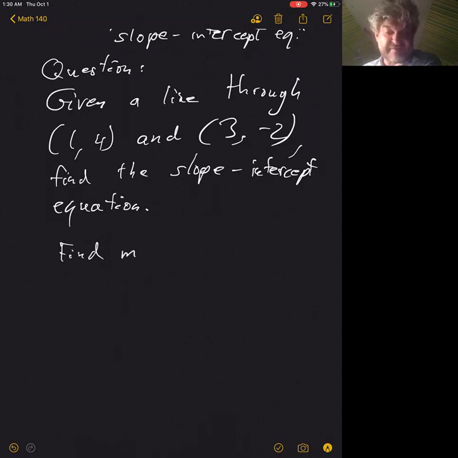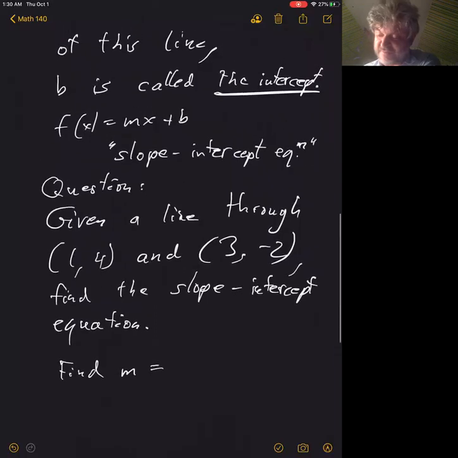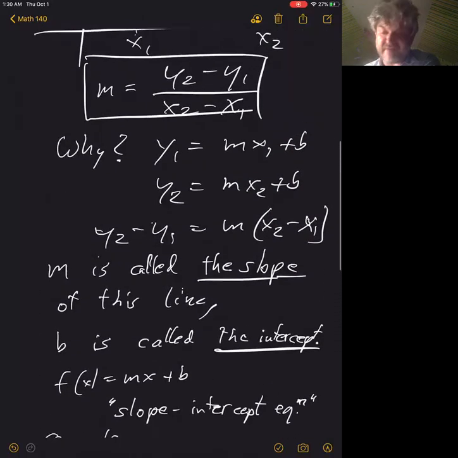More interesting part is finding the m. Remember that formula? y2 minus y1 divided by x2 minus x1. Burn that into your brain. It's amazing how many people mix this up, at least in an exam situation online. You can look it up in your book or wherever you want, but this really should not be something you have to look up.